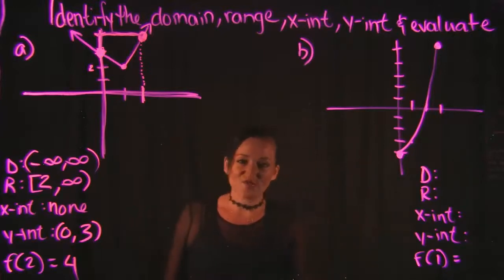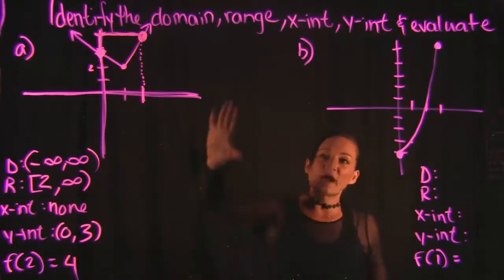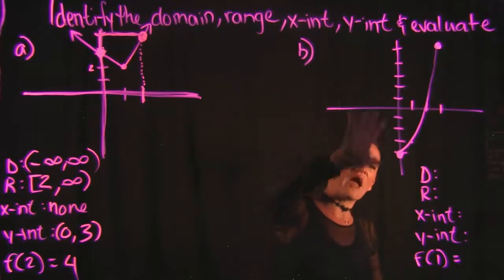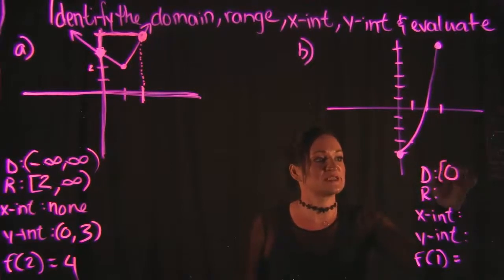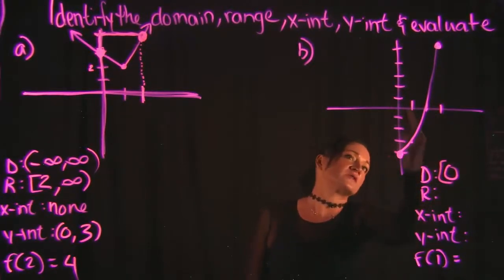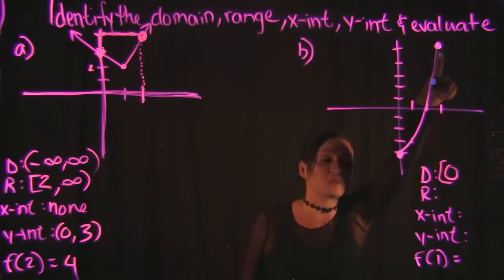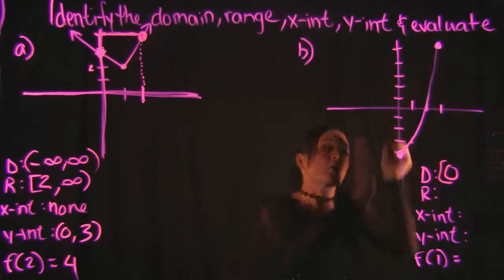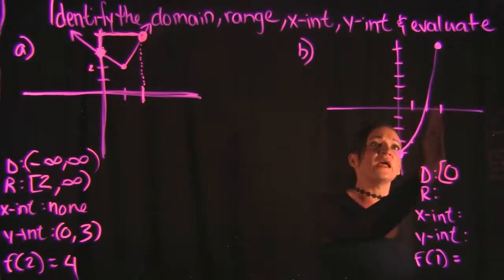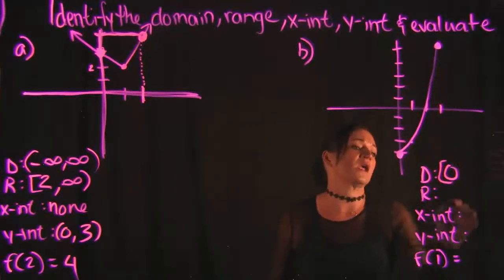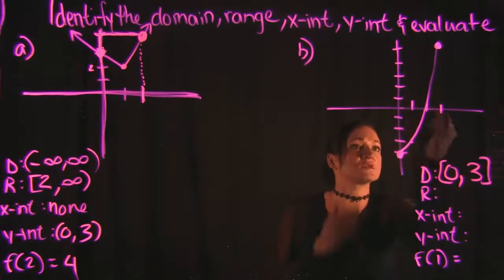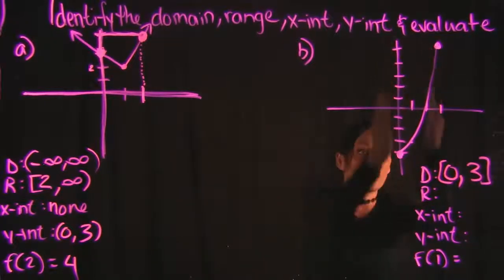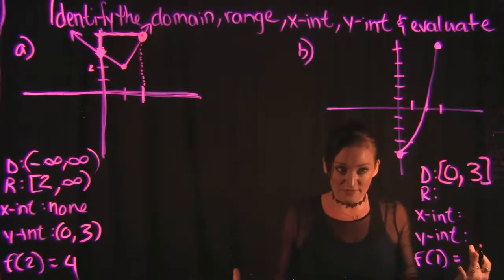Remember, domain is your x values, your left and your right. If I start on the left-hand side and start scanning, my graph does not start until the y-axis right over here, which is 0. It's going to keep going, and our graph actually stops at this point right here. We don't have arrows at either end of this graph, so we're not dealing with any infinities. Our graph starts at 0, and then it ends at what looks to be a 3 right here. So our domain is from 0 to 3, and this little span here, 0 to 3, is the only place on the x-axis that our graph lives.